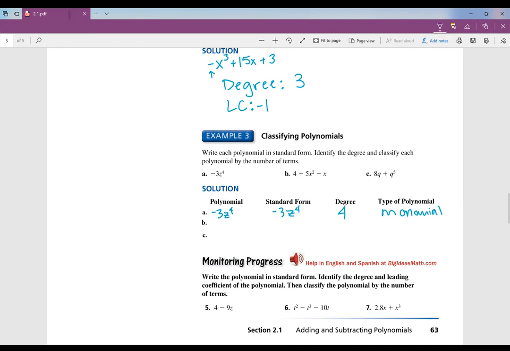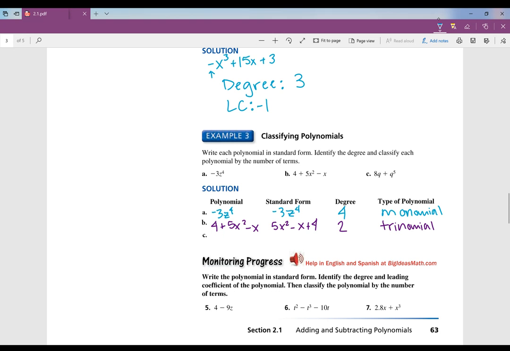Okay, for part B, we have 4 plus 5x squared minus x. Now in standard form, we're going to write our 5x squared first, because that's our highest exponent, then minus x plus 4. Our degree for this one is going to be 2. And our type of polynomial, this is going to be a trinomial, because it has 3 terms, right?